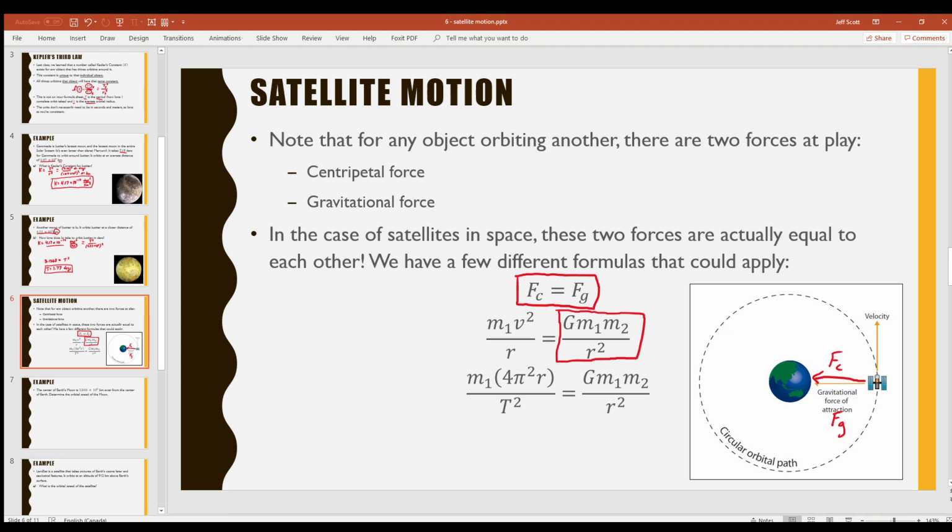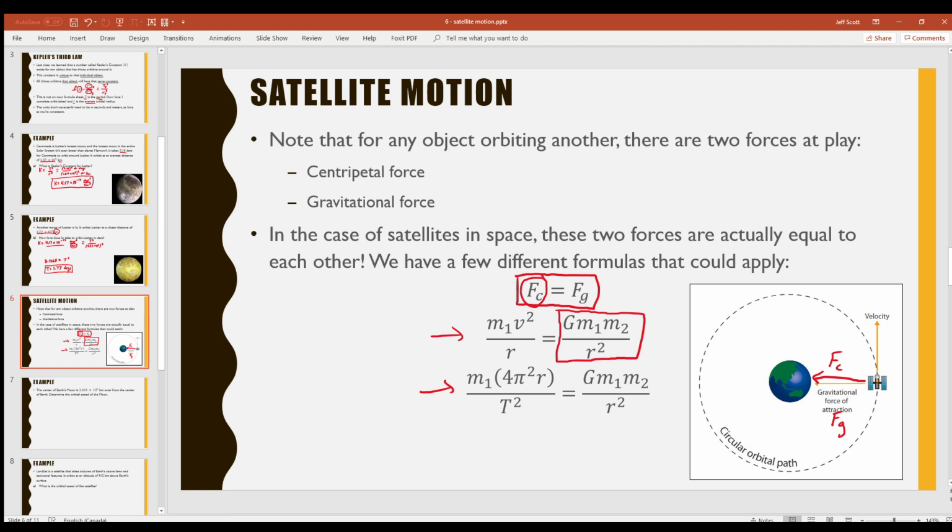For centripetal force, we had two different formulas. We had the one that said mass times velocity squared divided by r, and then we had the other one that said mass times 4 pi squared r over t squared. So we had two different formulas that we'd have to use for centripetal force. Now, depending on what a satellite motion question is asking you, you're going to use one of these two different formulas to find the remaining information.